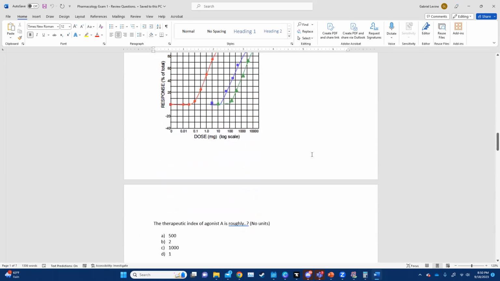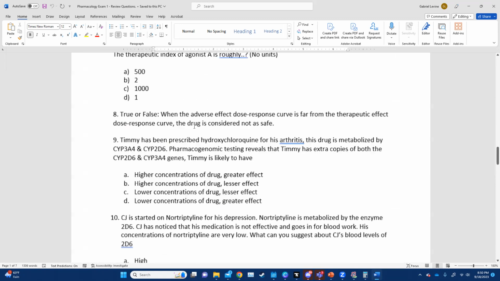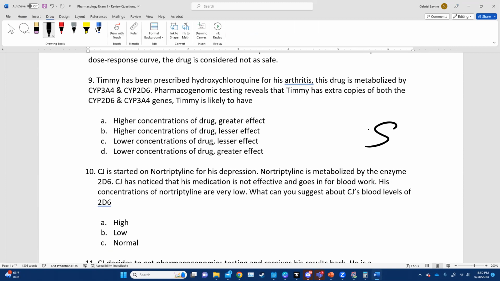Just to show you what I was talking about. Timmy has been prescribed hydroxychloroquine for his arthritis. This drug is metabolized by CYP3A4 and 2D6. Pharmacogenomic testing reveals that Timmy has extra copies of both the 2D6 and 3A4 genes. Timmy is likely to have... So what I would say is, first, draw a diagram of the situation, and then take a look at what the effect would be. So I'll give you just a moment.